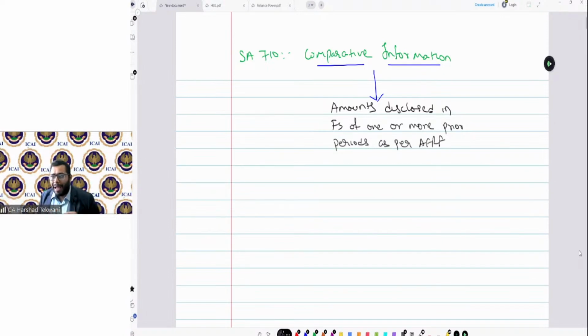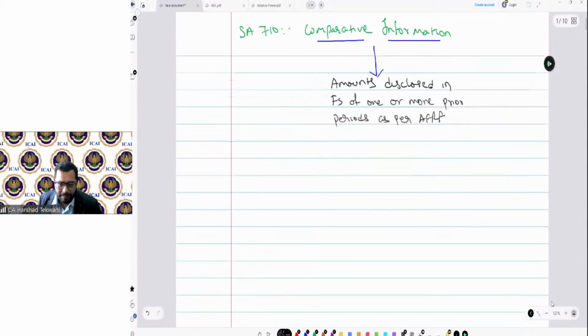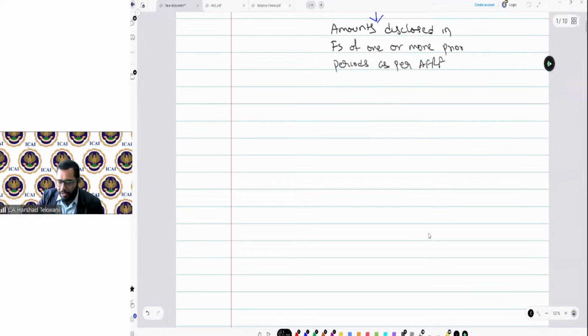Now, my comparative information can be of two types. One, it could be corresponding figures. Or I could call it a comparative financial statement. So you'll understand both in detail.